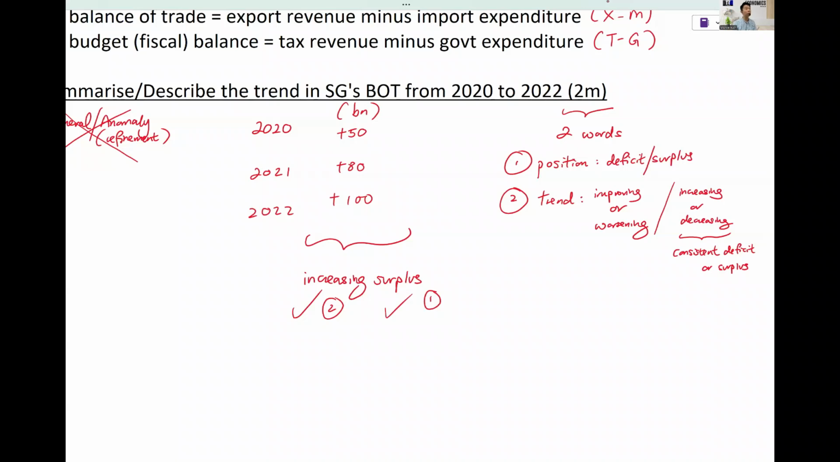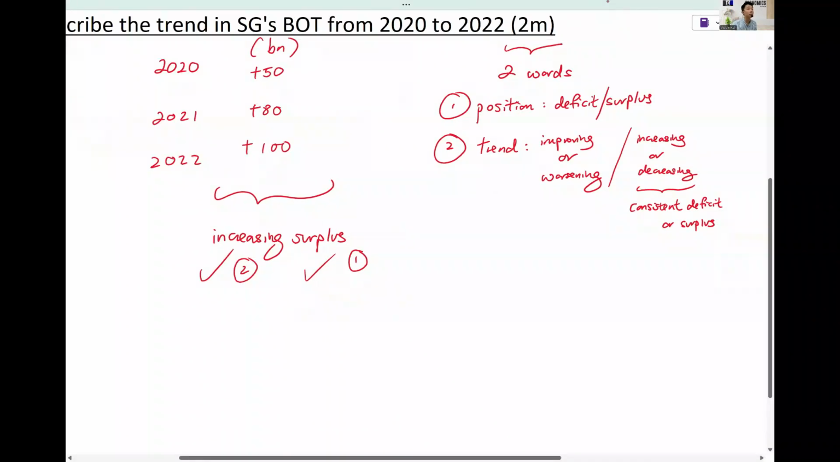Okay? And on Zoom, one of you asked, this is only for macro, right? Yes. We don't see balance accounts in microecons. In microecons, you still go with your general trend, you still go with your refinement. Okay? So the answer, increasing surplus. That's it, 2 marks. Any questions?